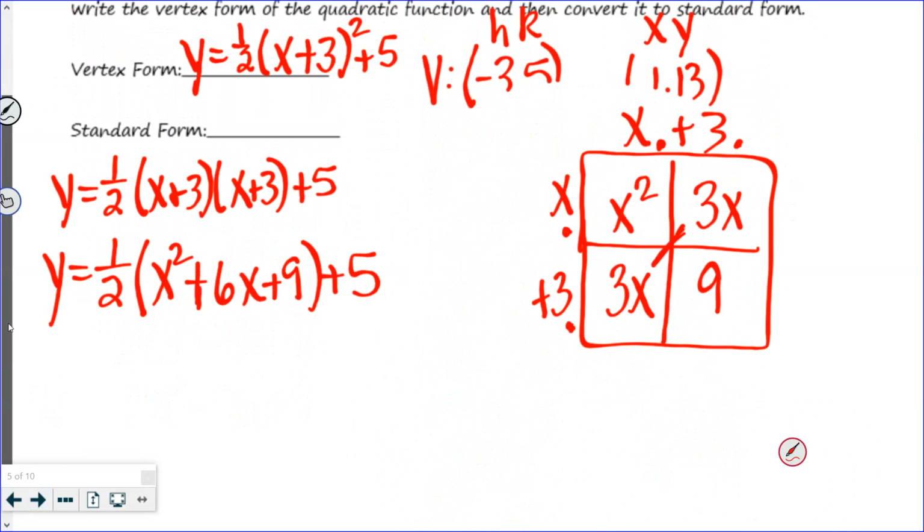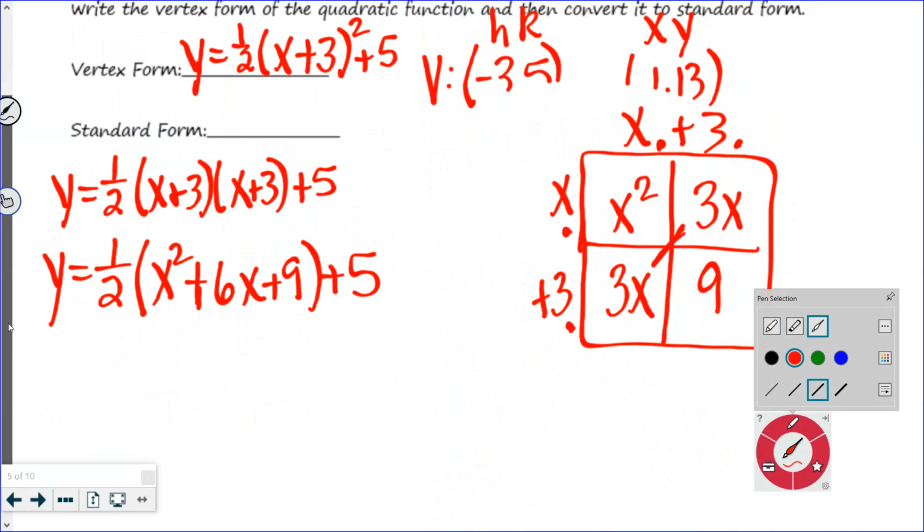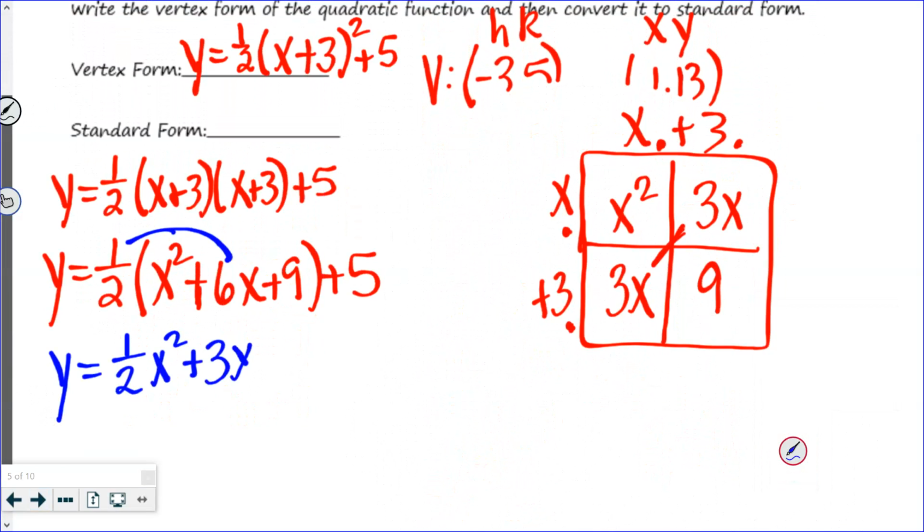So here's where it gets a little fun. You've got your fractions. We're going to do a little fraction math. So 1/2 times x squared is 1/2 x squared. 1/2 times 6, remember that's 6 divided by 2, which is 3x. And then 1/2 times 9 is 9/2. Feel free to use your calculator. You can convert it to a decimal if you would like to.